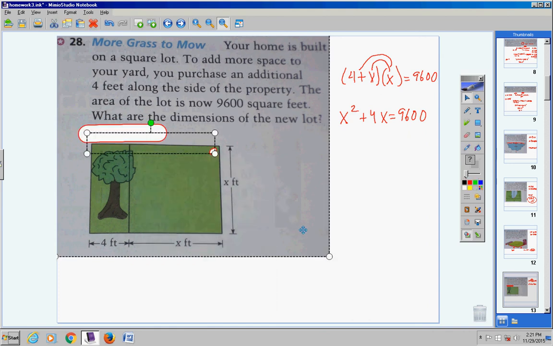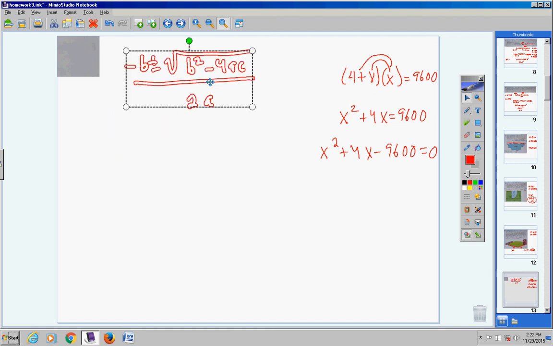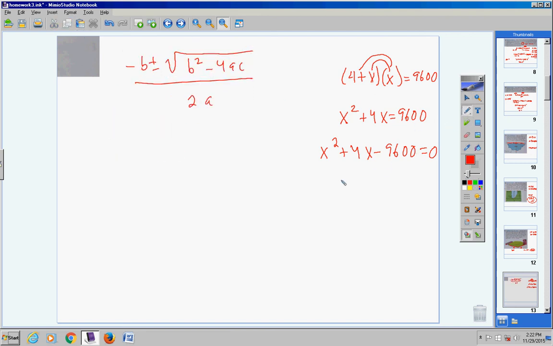And so here we go. First of all, you guys know you cannot use the quadratic formula unless one side is equal to 0. Never use the quadratic formula unless one side is equal to 0. So I'm going to bring the positive 9600 over and make it a negative 9600. There's my formula. Alright, so a equals 1, b equals 4, and c equals negative 9600.